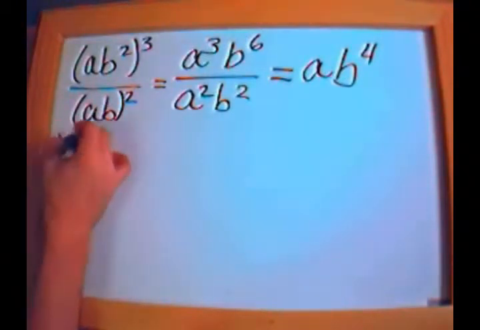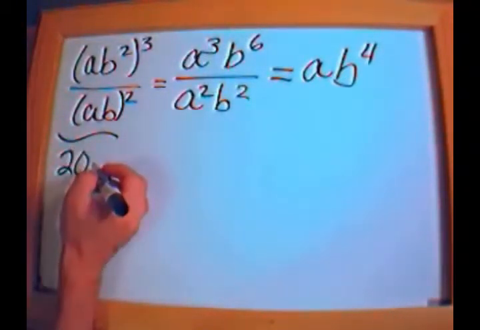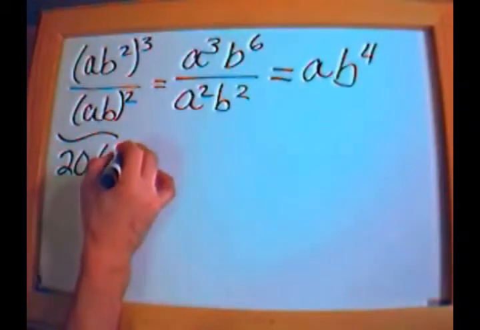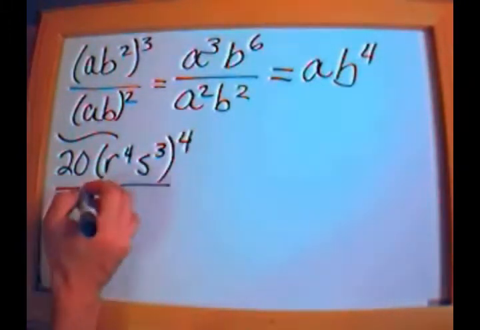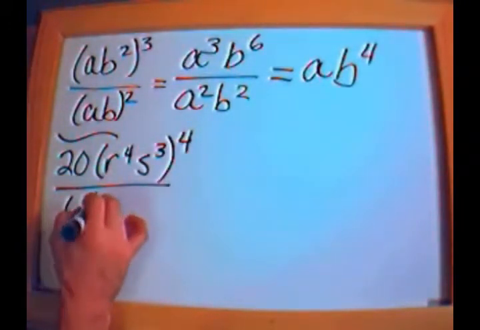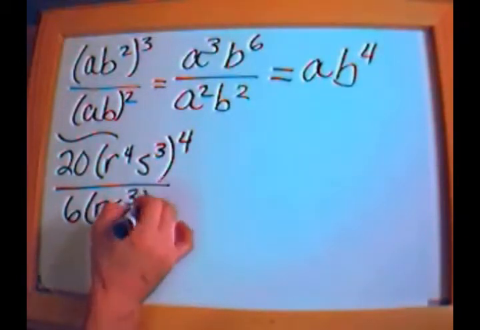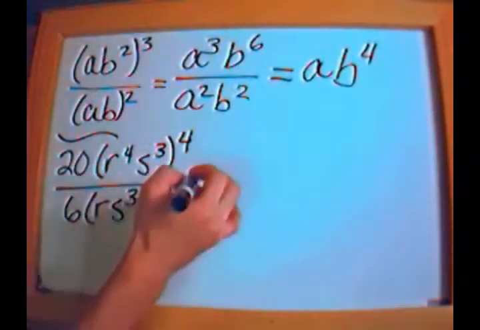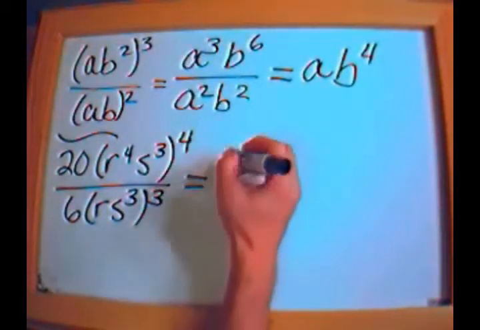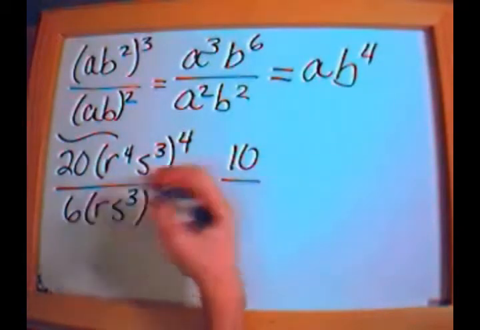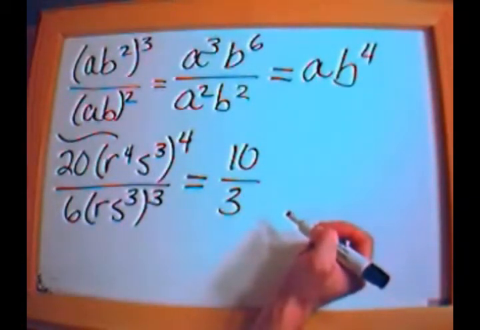Okay? What if we have 20 times (r to the 4th, s to the 3rd) raised to the 4th, over 6 times (r s to the 3rd) raised to the 3rd. Then what we're going to do first is take care of our numbers. Remember how we simplify fractions. I can divide the top and the bottom by any number I want as long as it's the same number. In this case, I'm going to pick 2. 20 divided by 2 is 10. 6 divided by 2 is 3. So I'm going to simplify that.